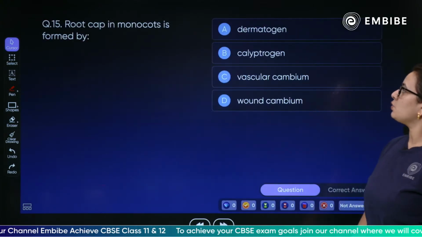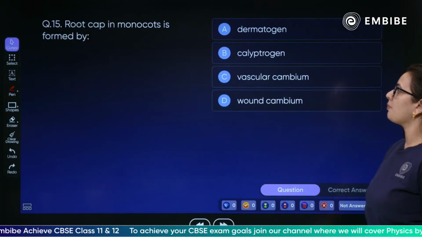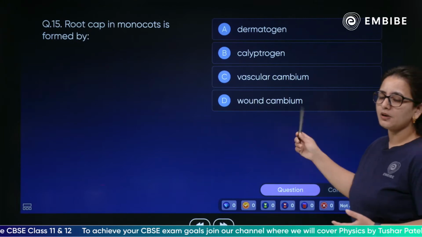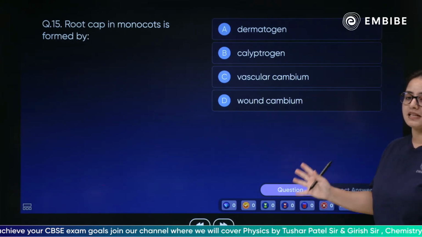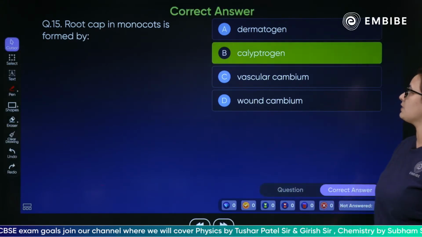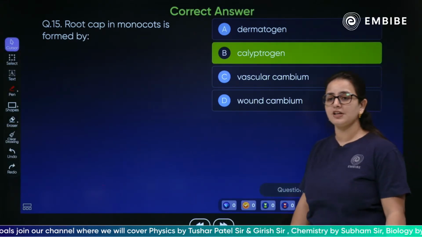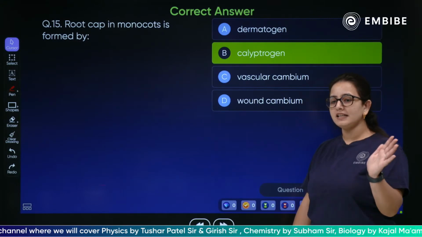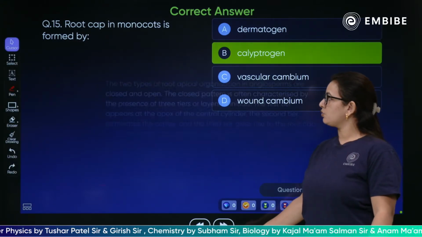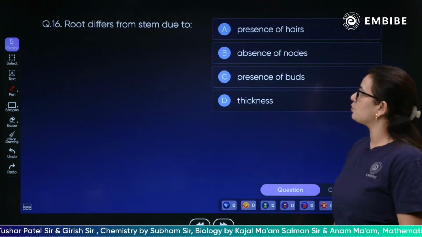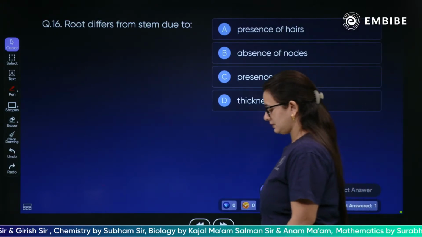Next question. Root caps in monocots are formed by, yes, which particular part is responsible for the formation of root caps in the monocots? Since it's very new, this is the calyptrogen region. When we start the anatomy chapter, I'm going to explain to you which part develops into a root cap.